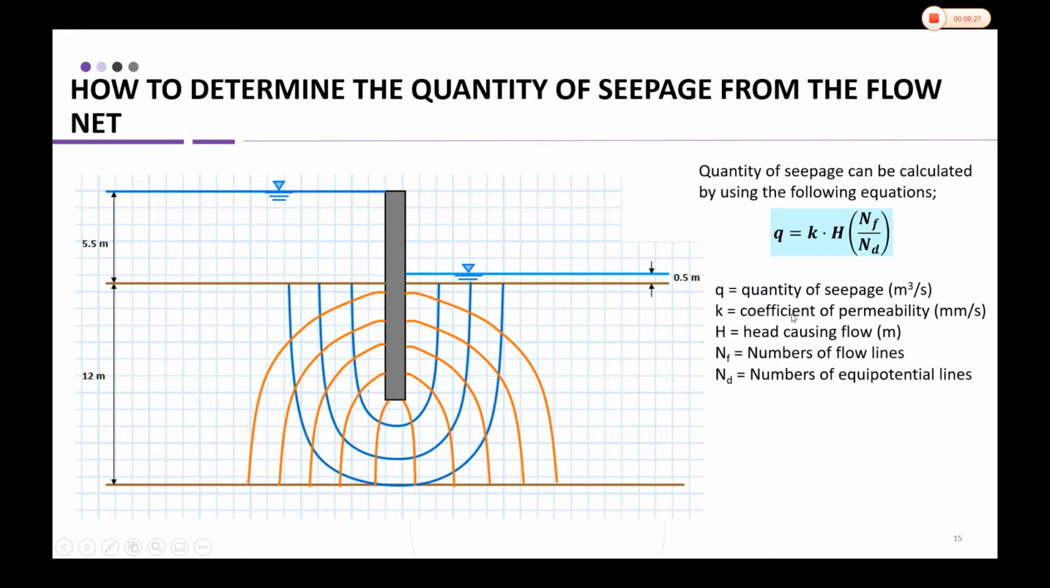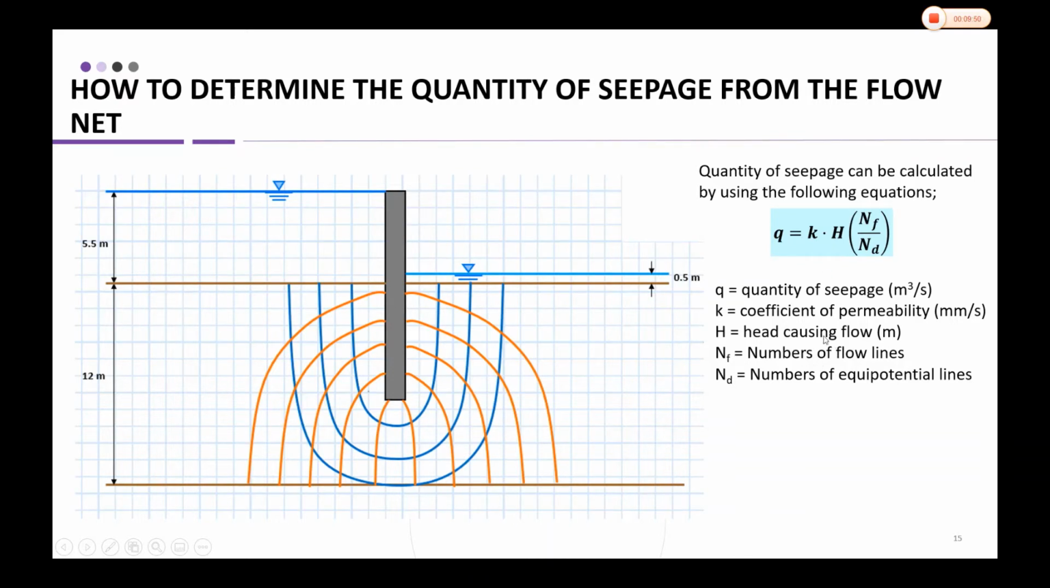What is Q? Q is the quantity of seepage. It can be in a unit of meter cube per second, cm cube per second, or meter cube per minute. The coefficient K is the coefficient of permeability. The unit also can be in mm per second, cm per second, or mm per hour. It's a distance over time unit.